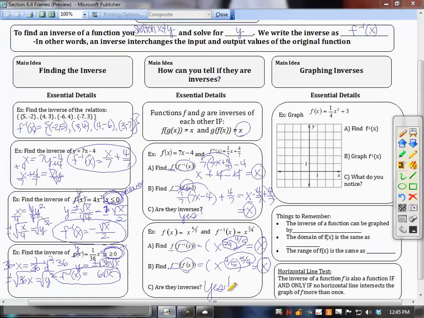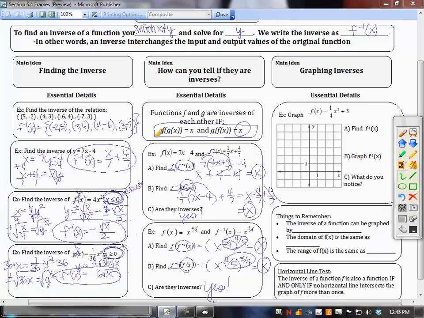Now here's the thing to keep in mind. There will be times that one of them works and the other one doesn't. Unless both of the composites get you x, they're not inverses. So it has to be both pieces, and that's the important part. Okay? Last part is talking about graphing inverses, and so we're going to look at that.